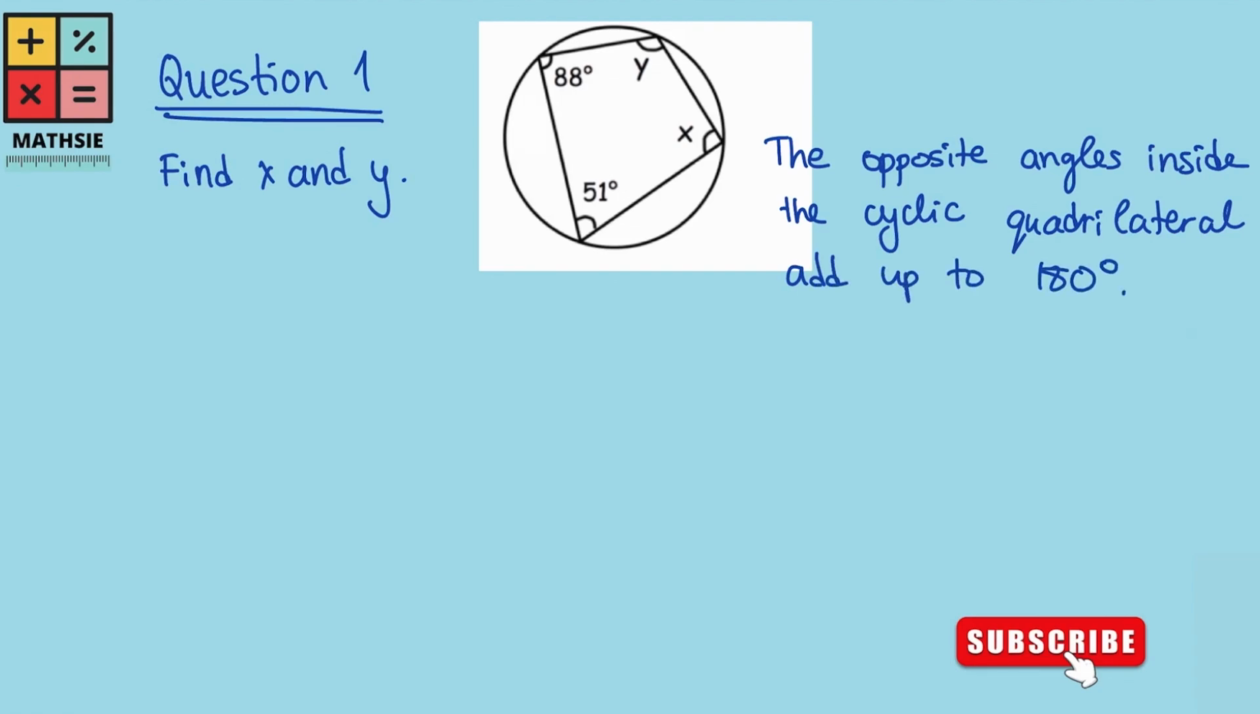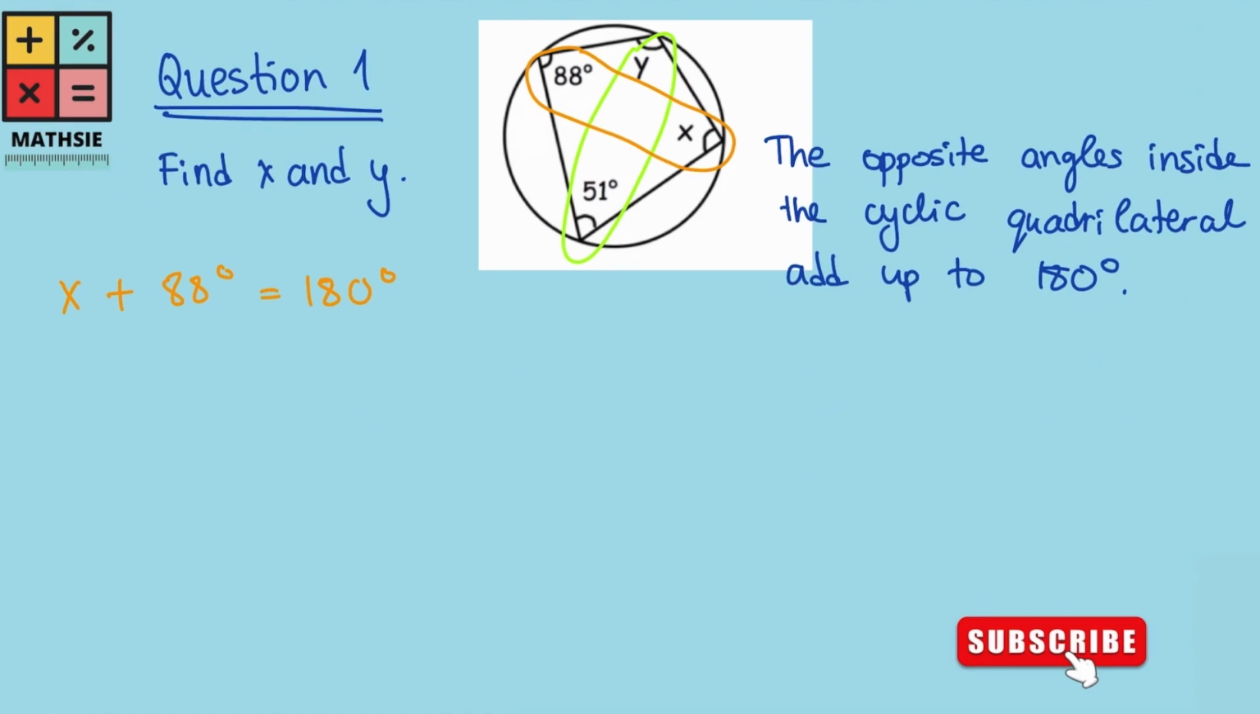But what are the opposite angles? So these two are opposite, and these two are opposite as well. So now I know that x plus 88 degrees adds up to 180, following the circle theorem. Because I'm adding 88, I need to do the opposite operation, which is subtract 88 on both sides. So it would be 180 minus 88, and this would give me 92 degrees for x.